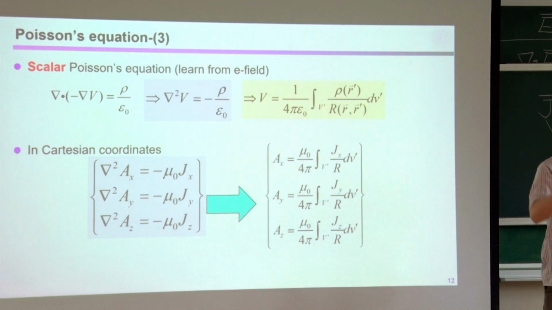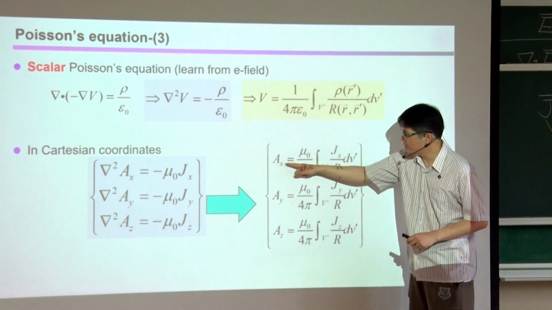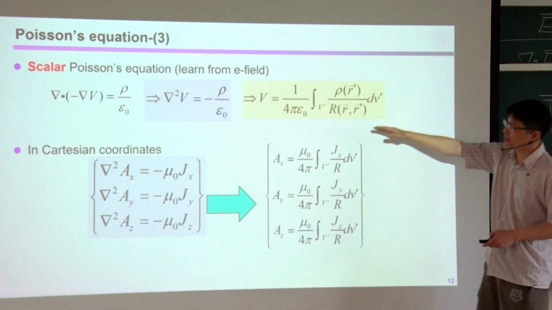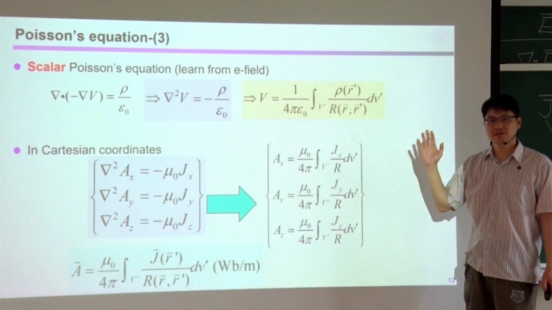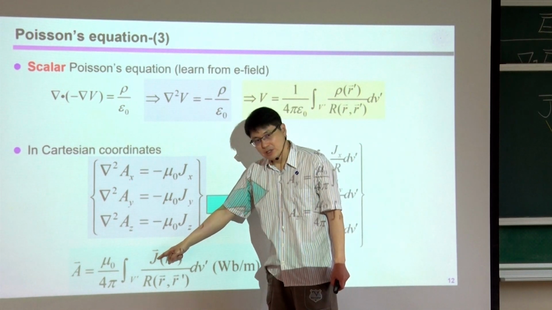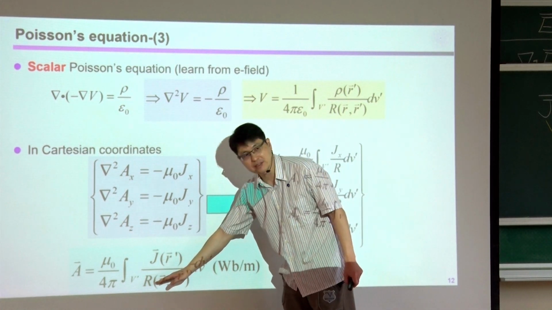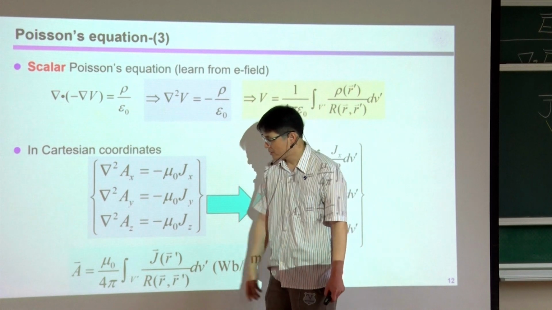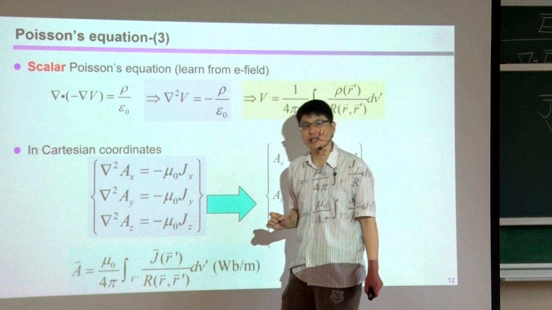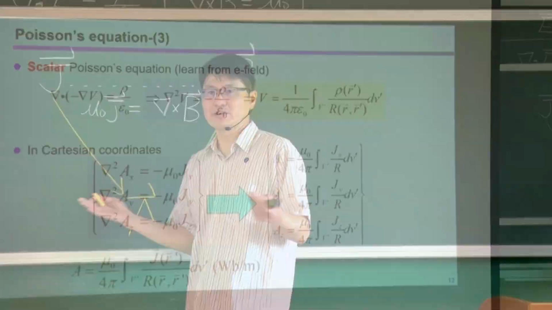This is a major step, a major leap, right? We can already know A once we know J. So we combine these three sets into one simple equation. The volume integration of current density divided by the distance, multiplied by the vacuum permeability divided by 4 pi, directly gives us A. Okay? So this is like finding North America.